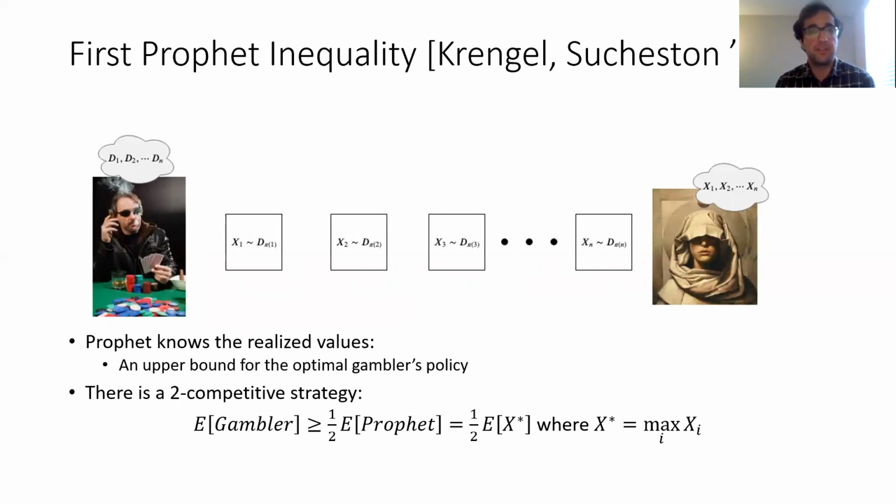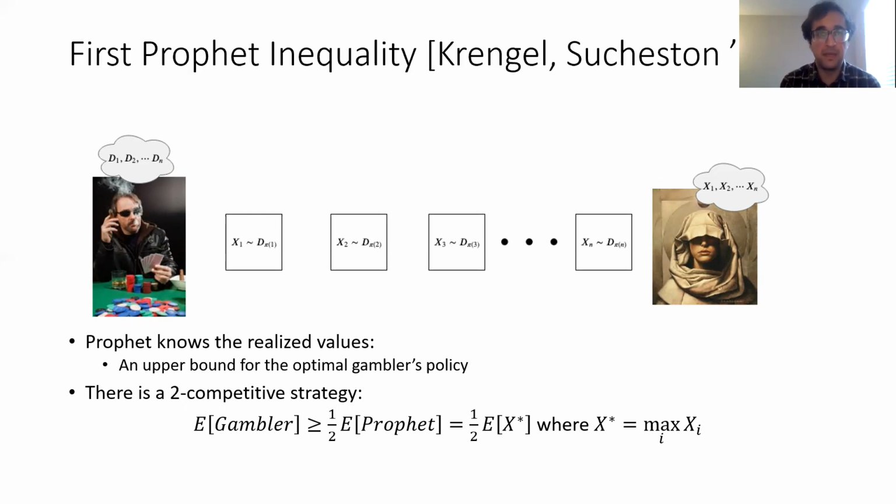We can define a benchmark which is stronger than any policy, including the optimal. This benchmark is known as the prophet, who actually knows all the realized values and can choose the box with the highest value. So if we show that the expected reward of a policy is guaranteed to be at least half of the prophet's, we know that it will be at least half of the optimal policy as well.